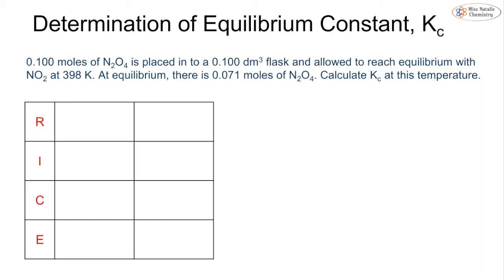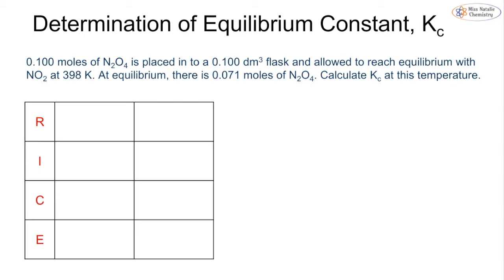If we look at a second question, we have 0.1 moles of N2O4 being placed into a 0.1 decimeters cubed flask, so this time we are told a volume, and allowed to reach equilibrium with NO2 at 398 Kelvin. And at equilibrium, there is 0.071 moles of N2O4. Calculate Kc at this temperature.